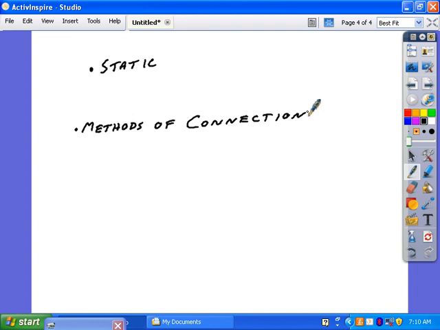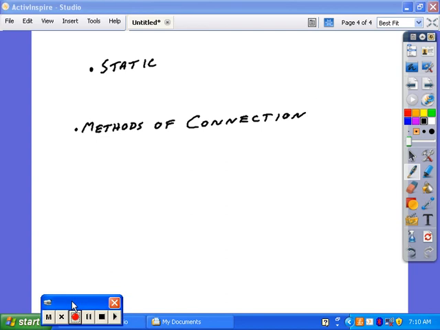acting on that object. Now, I want to get the book out in front of me so I can take some screenshots and put those on the screen. So give me a moment while I get that organized.